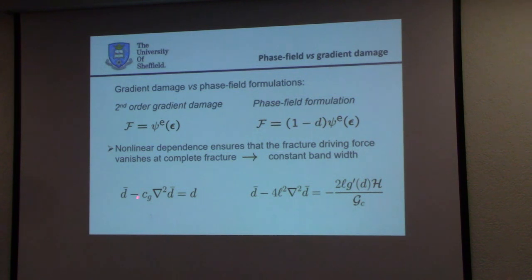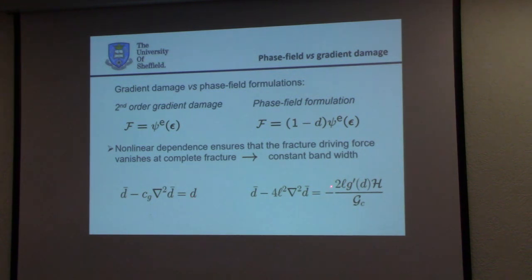Now here we have our parameter which has the dimension of length squared. And look at here, we have the same here. Well, we have 4L squared here. We have the Laplacian of, in this case, the damage parameter, here the phase field parameter. So the left-hand side is completely identical, provided that we choose CG equal to 4L squared. And here we have D, the local value of the gradient damage, or of the damage, not gradient.